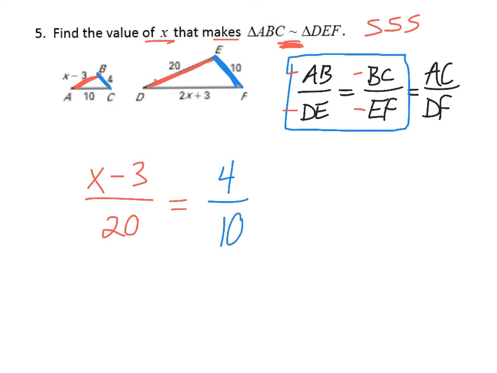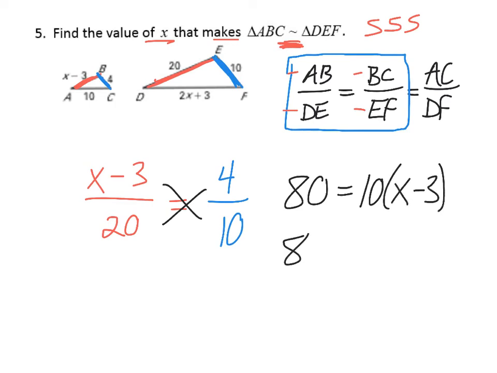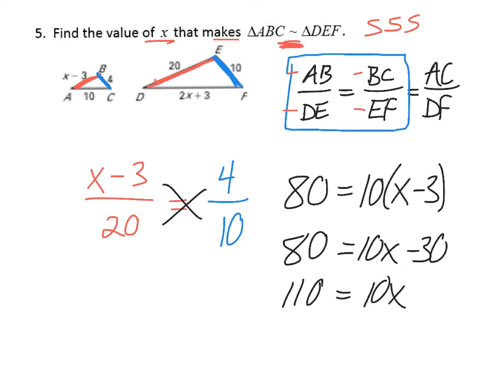As soon as I have my proportion set up, we can cross multiply and solve. So I'm going to have 10 times x minus 3. I'm going to have to distribute that out to both of those terms. So I have 10x minus 30. Looks like I'm going to end up with 110 equals 10x. So it looks like x equals 11. So now that means that my side lengths are going to be 8 for AB. And then it looks like I'm going to have 25 for DF.